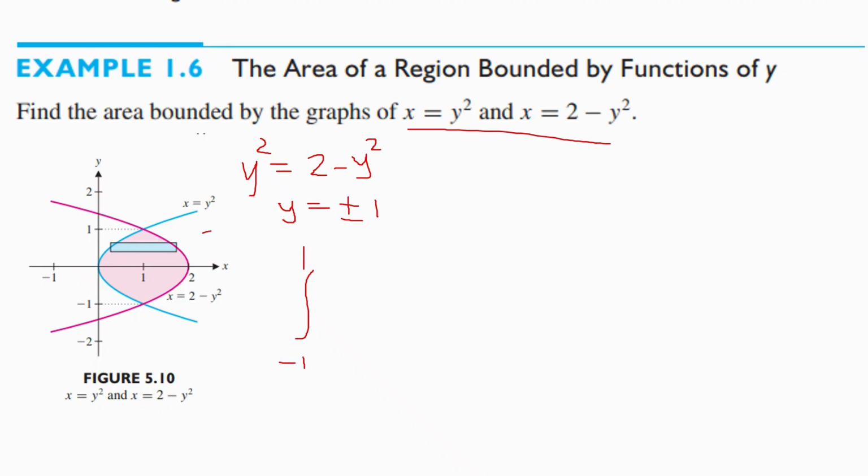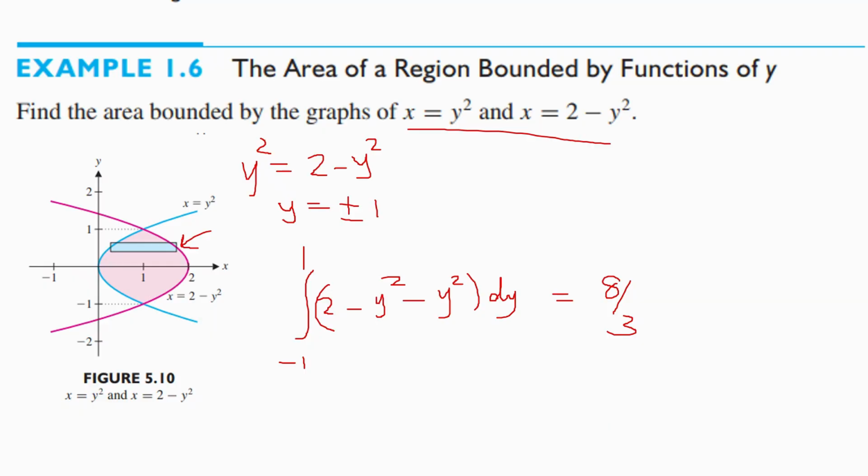Now the maximum function is your right side function, which is 2 minus y squared, minus the left side function, which is minus y squared, dy. And when you enter it in the calculator, you get your value as 8 over 3.